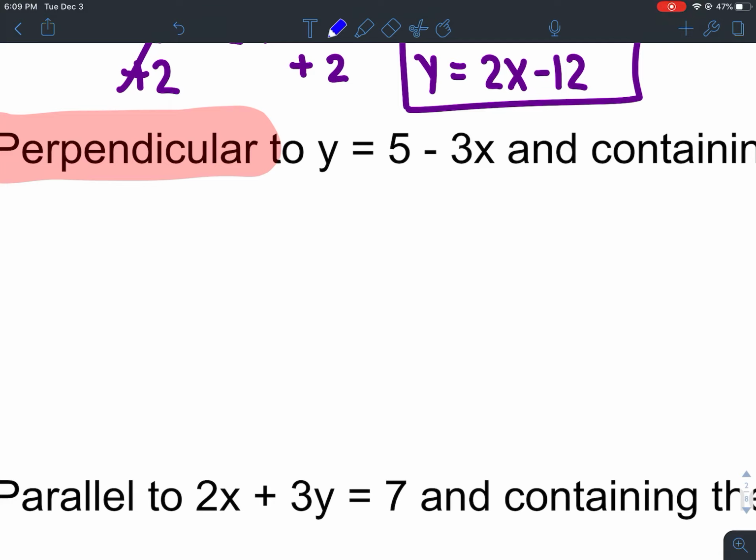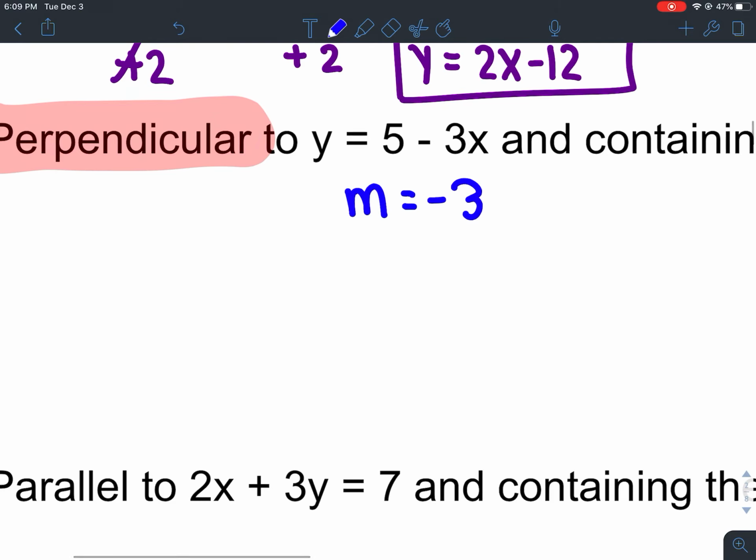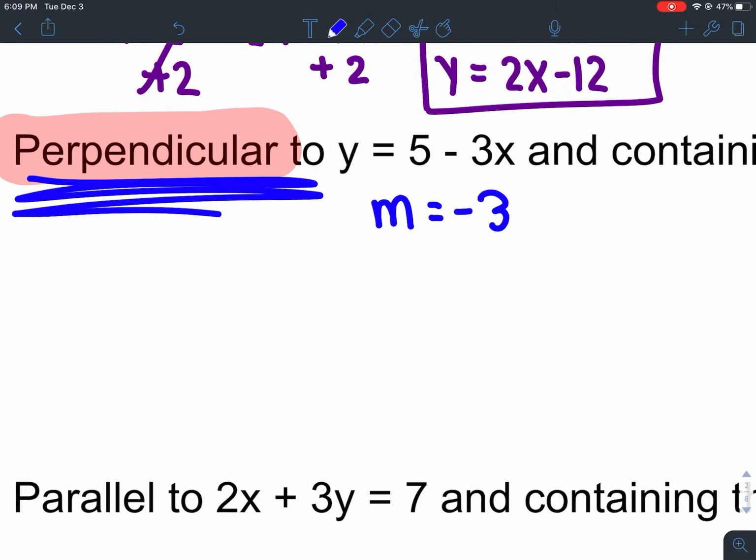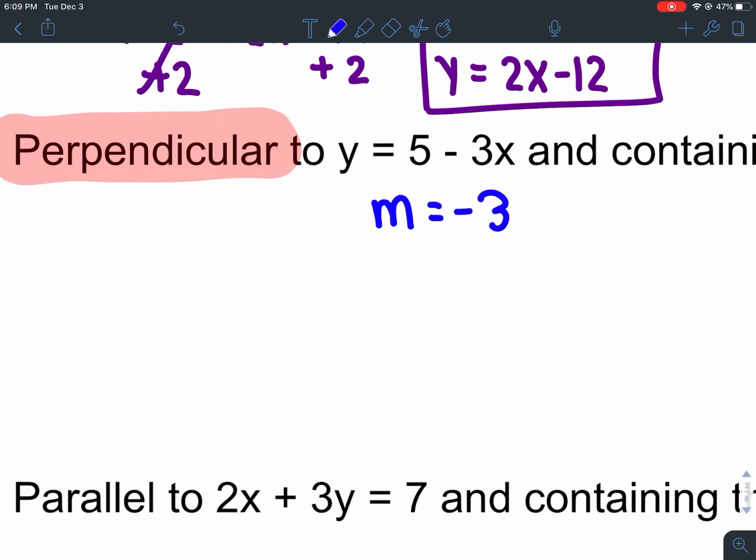I do know my slope because y is by itself and it's in slope-intercept form. So my slope here is going to be -3. If you say 5, that's the y-intercept. Be very careful. Remember, slope is always connected to x. Is this the slope I want to use? No, because I want a perpendicular line. So we need to do the opposite reciprocal.